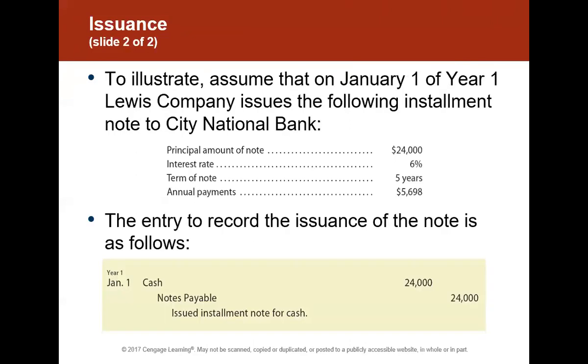Okay, so let's look at one. To illustrate, January 1st of year one, Lewis Company issued the following installment note to Citibank. The principal amount of the note is $24,000. The interest rate is 6%. The term of the note is 5 years. And this is one where we're just making one annual payment every year.